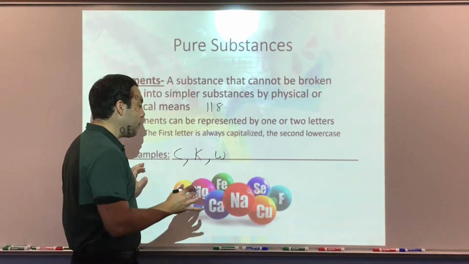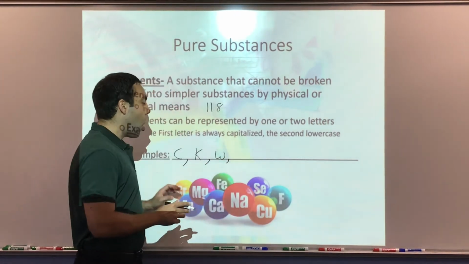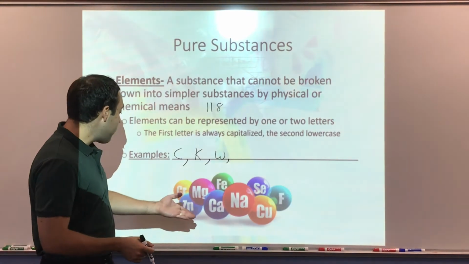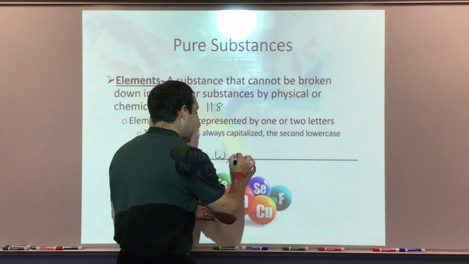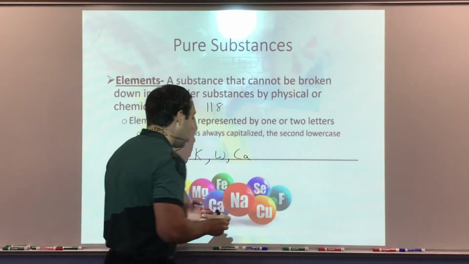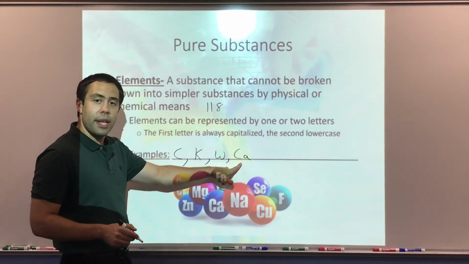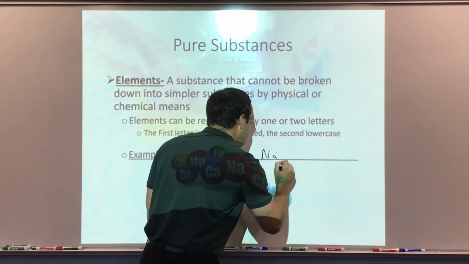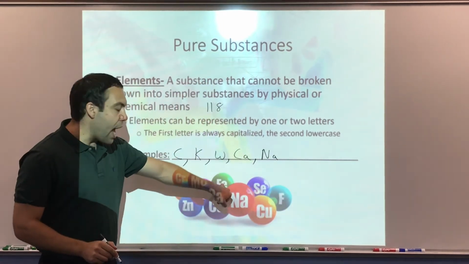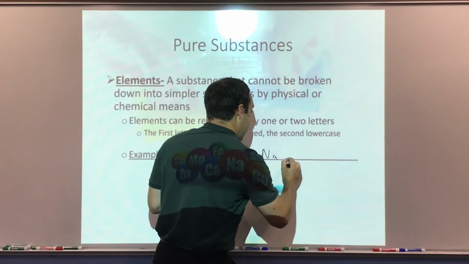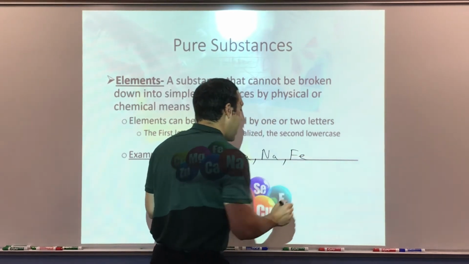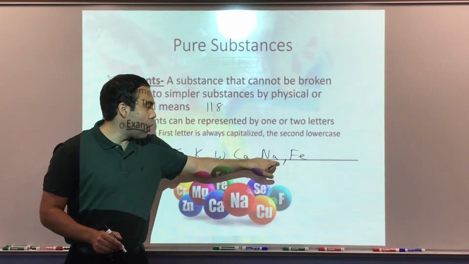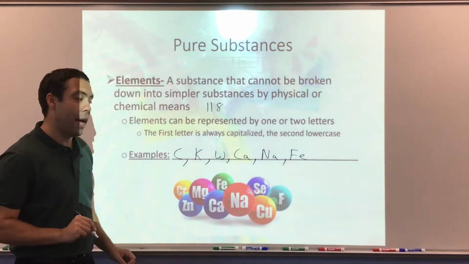There are also elements that are represented by two letters, one capital, one lowercase. We have some here. We have calcium, Ca, capital C, lowercase a. Still only one capital letter. Sodium, capital N, lowercase a. Iron, capital F, lowercase e. In each instance, one capital and one lowercase letter, but only one capital letter.